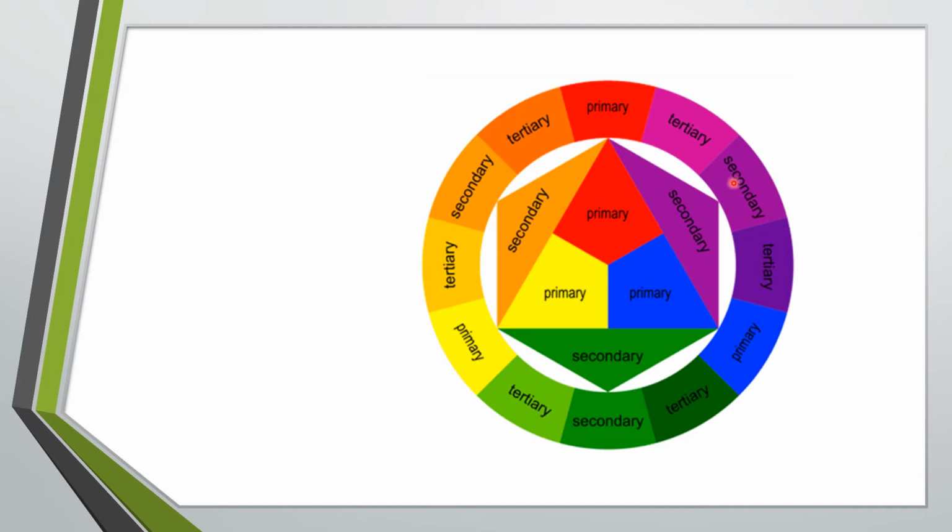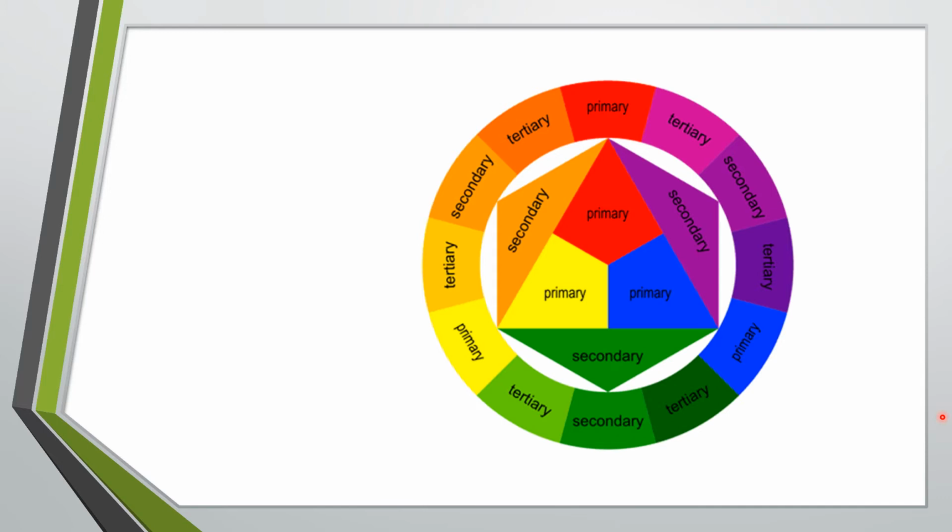This one here is in between purple and blue. So blue's a primary, purple's a secondary, so this would be my blue purple. Again, going across, we have secondary green, primary blue. This colour here would be blue green. Across we have primary yellow, secondary green, yellow green, yellow orange, and then back to red again, so that would be a red orange.